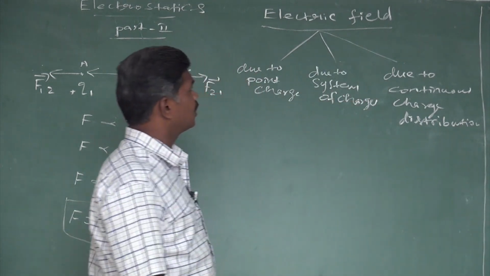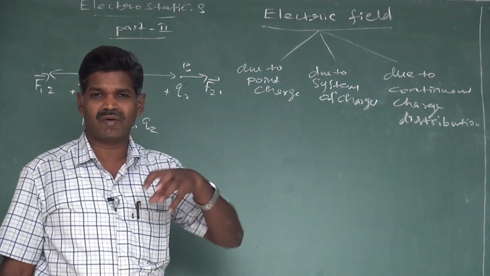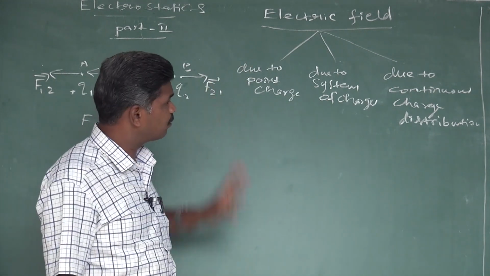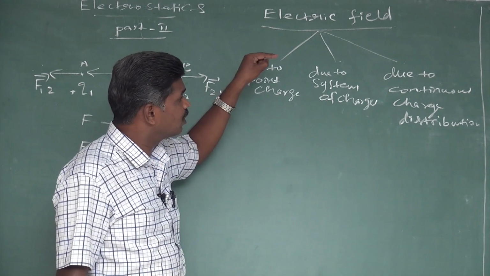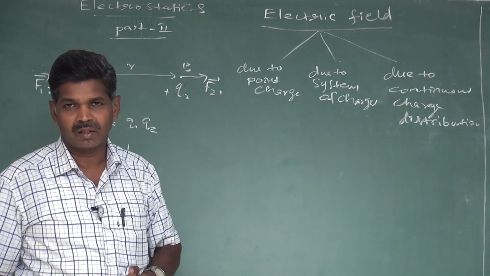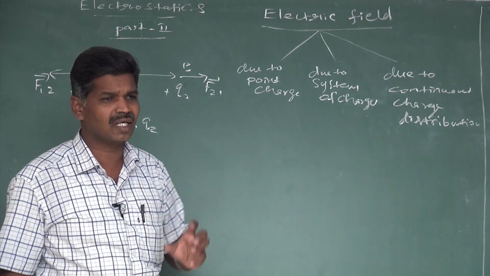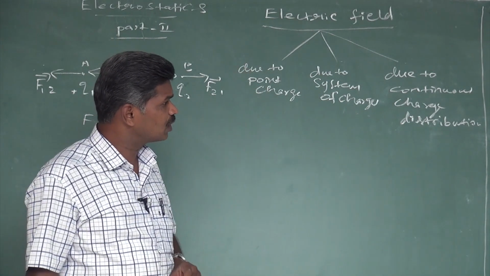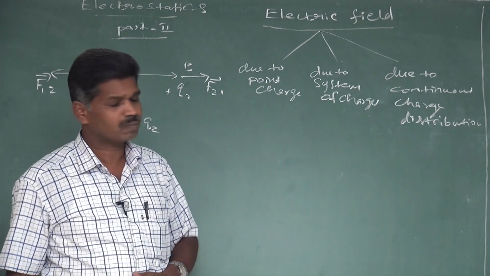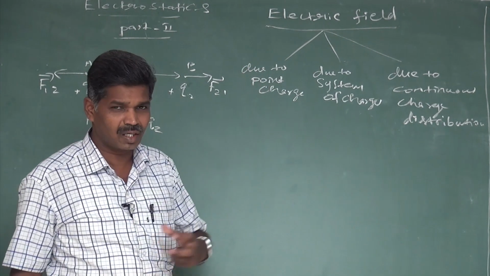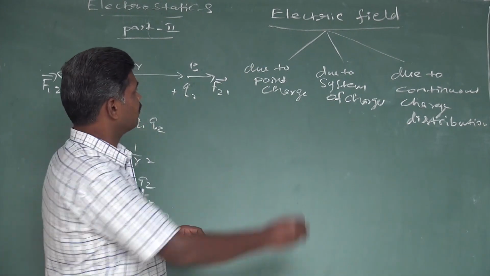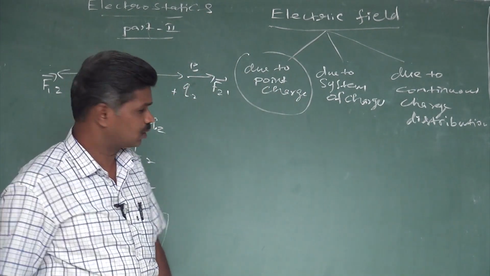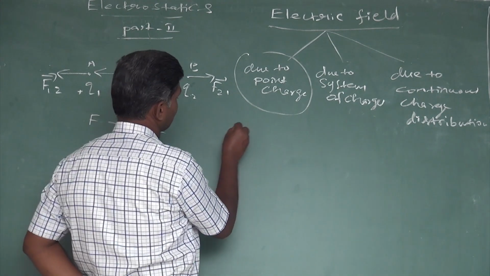So we are going to see the electric field for a point charge, one type. Another is the electric field due to a system of charges. More than one charge is a system of charges. Then the electric field due to a continuous charge distribution. These three types we are going to see now. First, we are going to see the electric field due to a point charge.